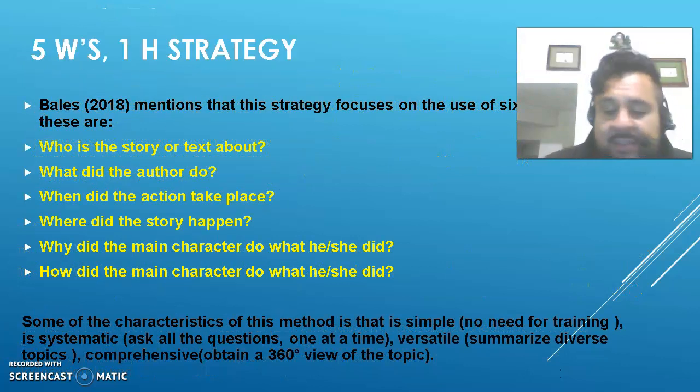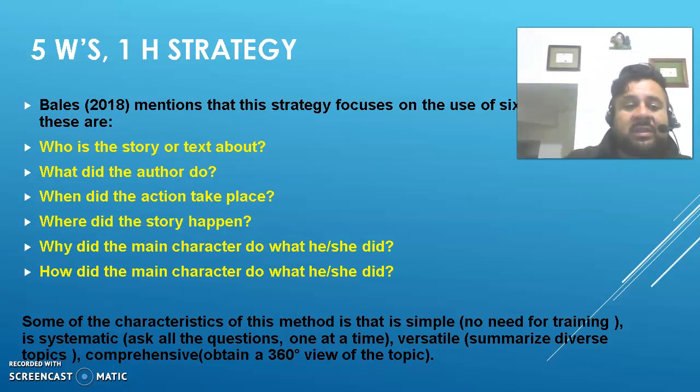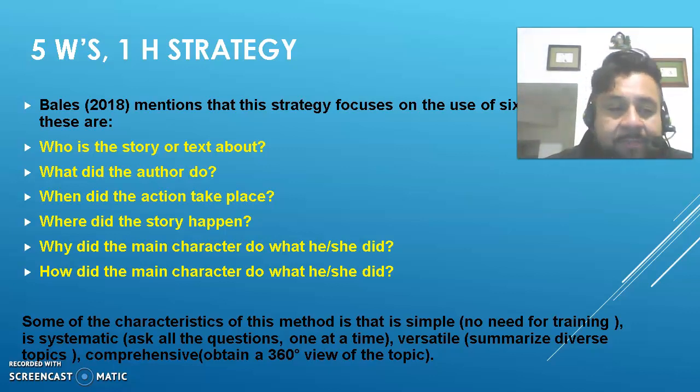The next strategy that we used is the 5Ws 1H strategy. Bales mentioned that this strategy focuses on the use of 6 questions that are: who is the story or text about, what did the author do, when did the action take place, where did the story happen, why did the main character do what he or she did, and how did the main character do what he or she did.